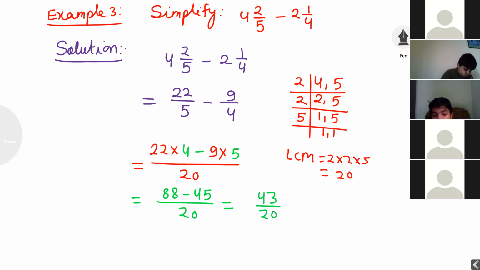Now 43 by 20, I want to convert into mixed fraction because question he has given in mixed fraction. I want to write answer in mixed fraction only. How to? Already you know 20 2s are 40 plus 3. 2 integer 3 by 20 is the right answer.